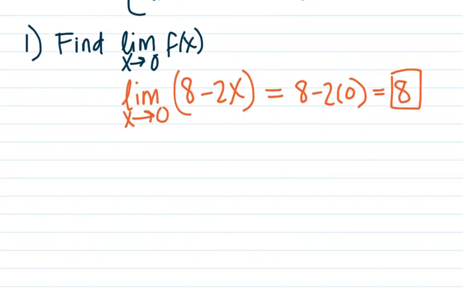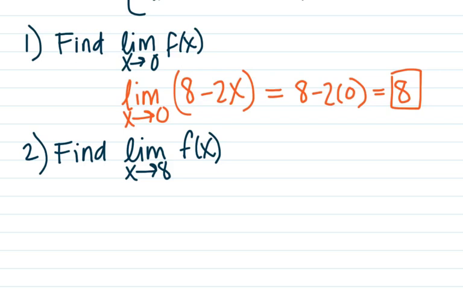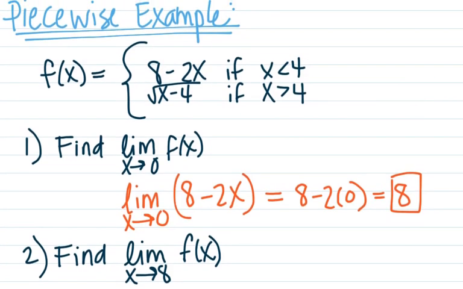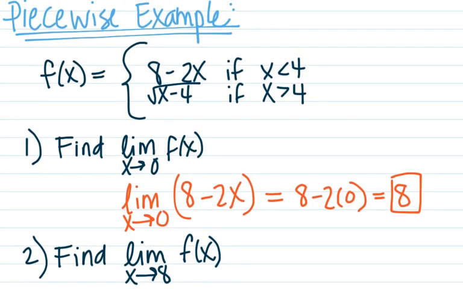For our second example, we're going to find the limit as x approaches 8 of the function f of x. Again, we check to see if 8 is in the domain, and this function has everything in the domain but 4 specifically, since it doesn't include that. So we know that 8's part of it. Then you figure out which piece to use, and since 8 is greater than 4, we're going to use this second piece of the piecewise function.